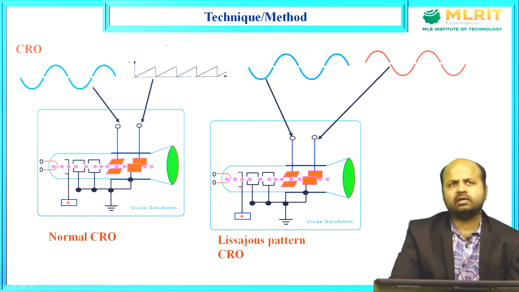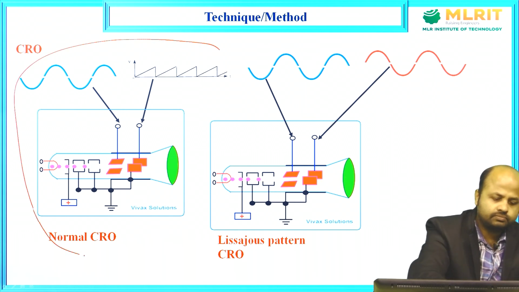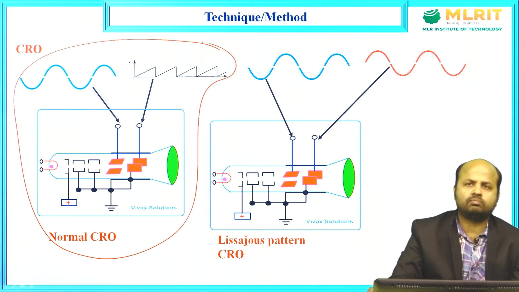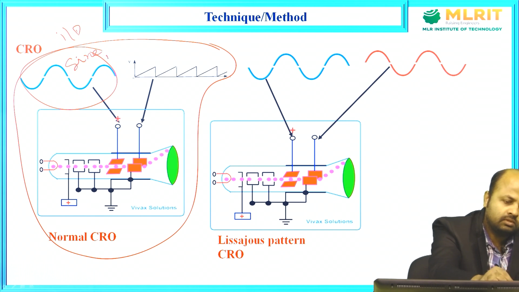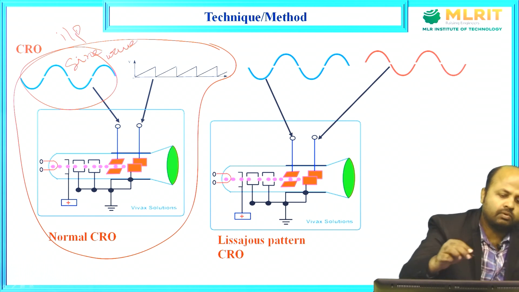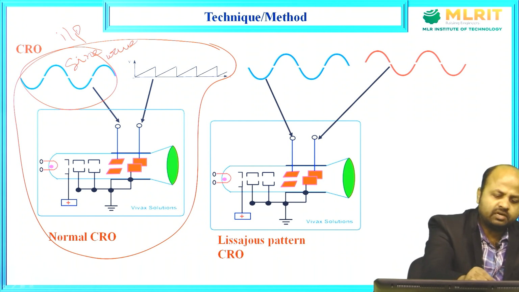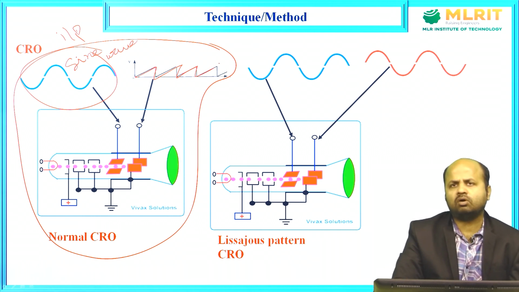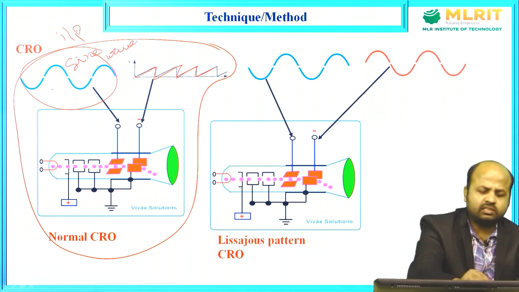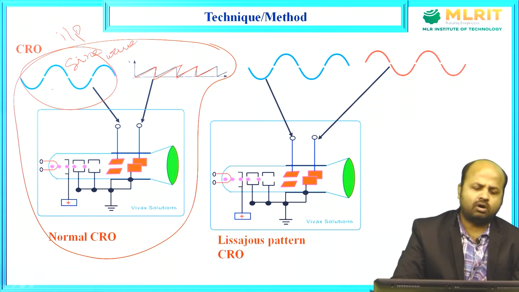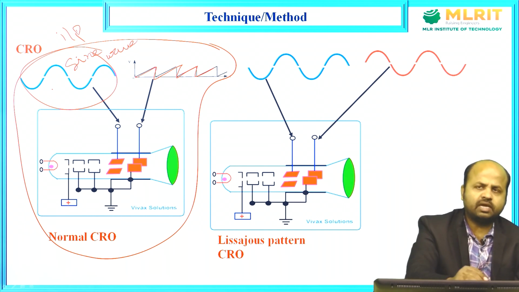Here we can see our normal CRO and a normal waveform on it. In the vertical plate we apply our input sine wave, and in the horizontal plate we generally apply a linear sweep voltage. This is the normal working of a CRO. If you apply a sine wave to one plate and a sawtooth or linear wave to the other plate, you will not get a Lissajous pattern.